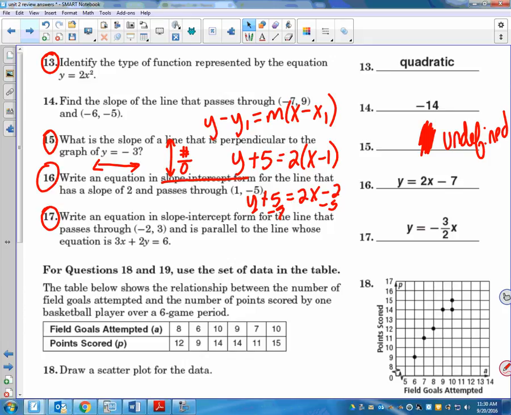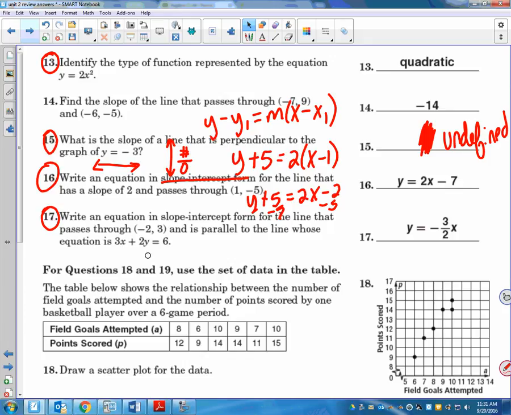Number 17 is identical to that. The difference is they don't tell you the slope. They tell you that it's parallel to this equation. And remember that parallel lines have the same slope. Perpendicular lines have opposite reciprocal slopes. So if it's parallel, you just need to find the slope of this.